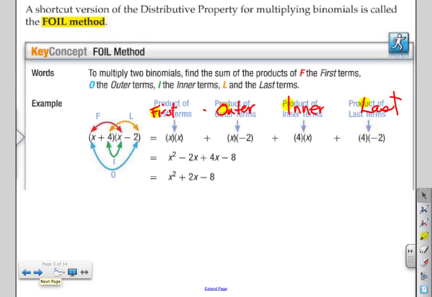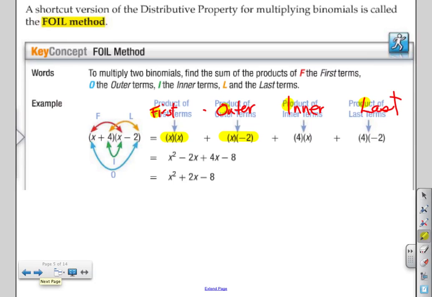Okay, let's identify what the first terms are. The first terms are the x's in the binomial. Those are the first terms of the binomials. So you're going to multiply them together first. Then you're going to multiply the outer terms. The outer terms are the outside terms, the x and the -2. So then we'd multiply the outer terms together.